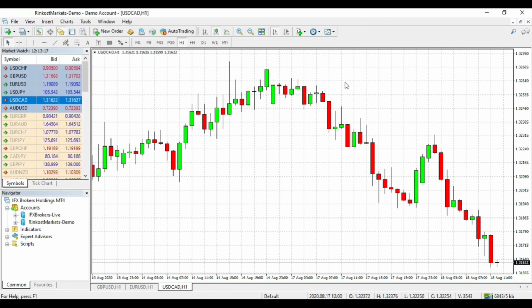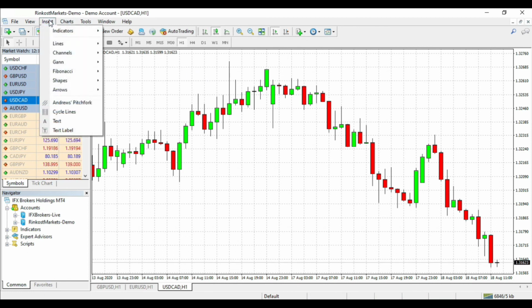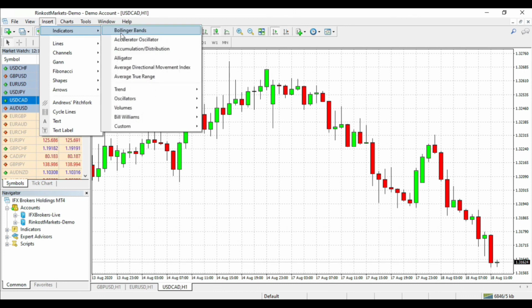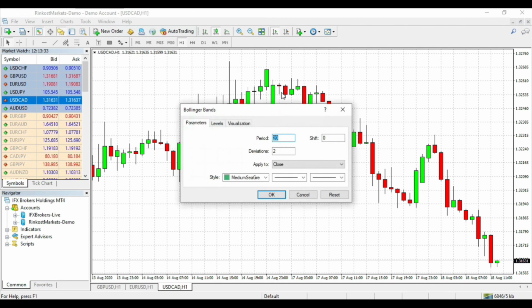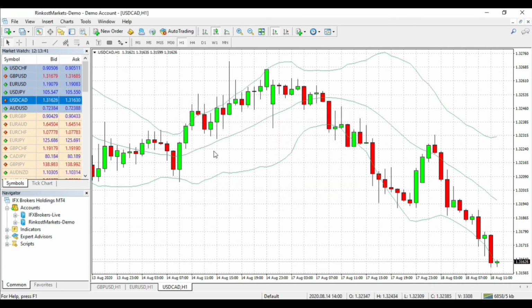And to insert some indicators to help you with your trades, you can either go to insert above here, go to indicators. Let's just insert the Bollinger Bands. This is where you can enter the different variables that you like. We're just going to stick to the defaults. So there's your Bollinger Bands.